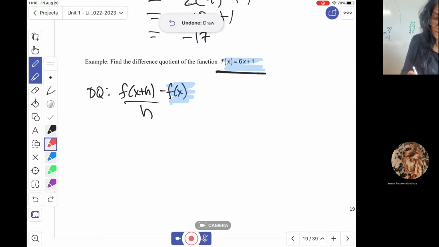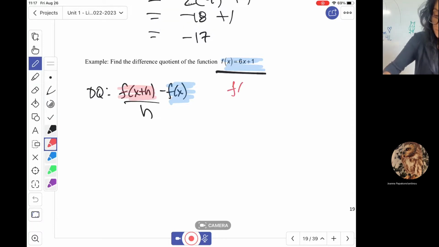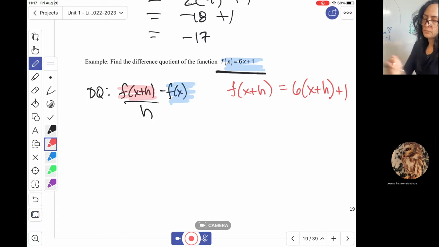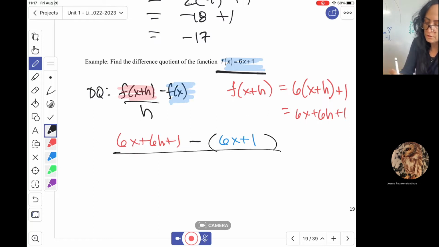So how can I find f of x plus h? I literally can just substitute in x plus h for x. So what would that be? 6x plus 6h plus 1 minus f of x, which is 6x plus 1, and that's all over some h. I don't have the endpoint, so I have to just use h.